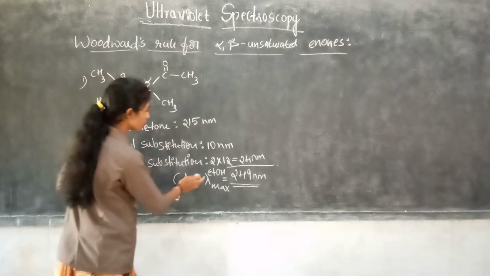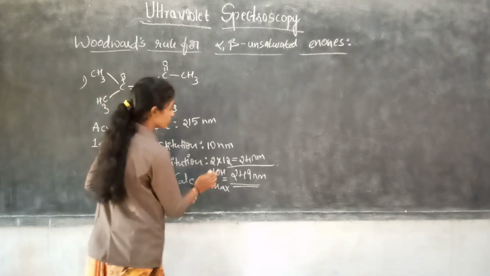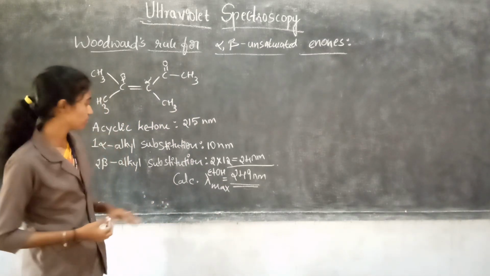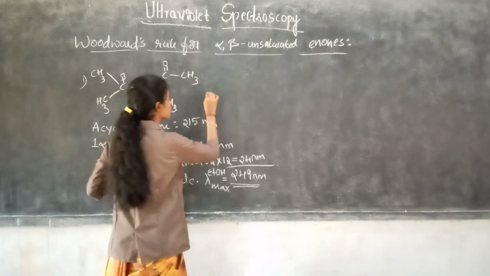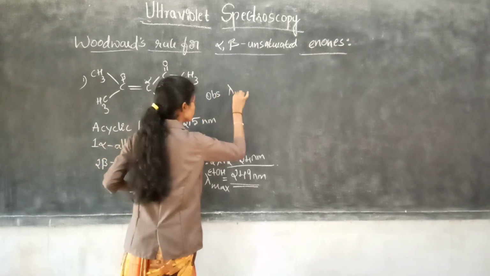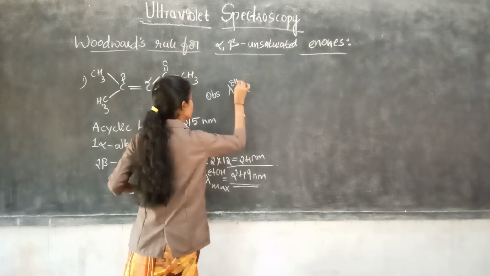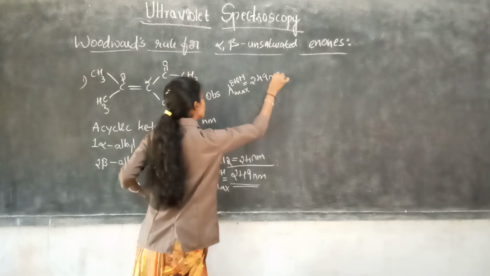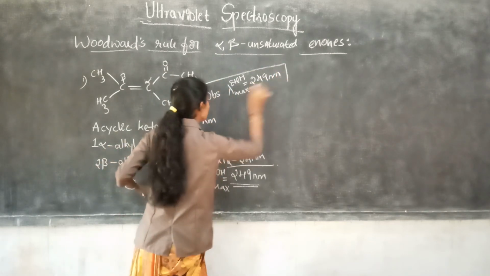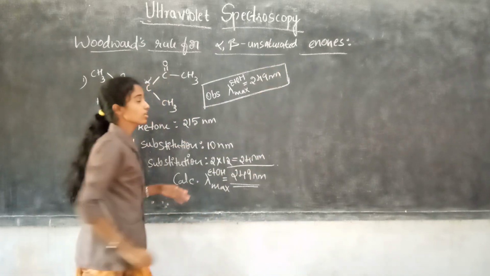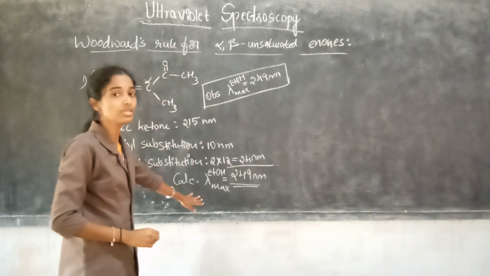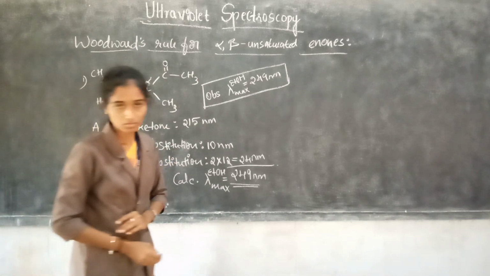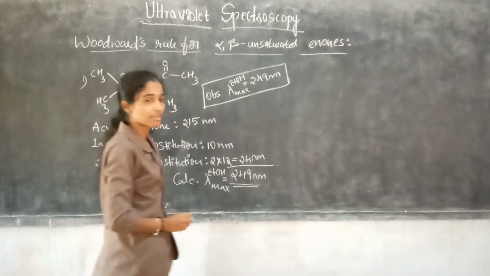With ethanol as the solvent, the calculated absorption maxima is 249 nanometer, and the observed lambda max for this molecule, also using ethanol as the solvent, is also 249 nanometer. The observed value matches exactly with the calculated value of absorption maxima. This is for this simple acyclic ketone system.